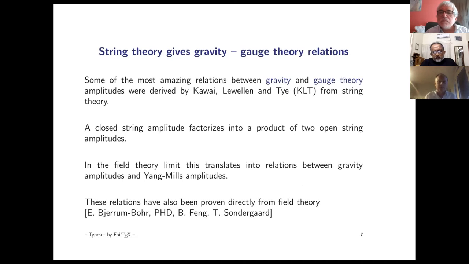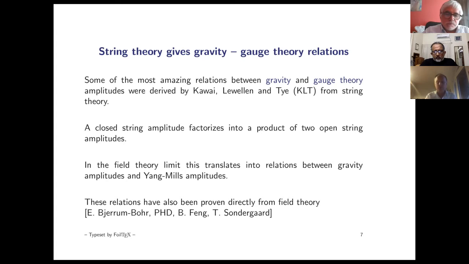Now, string theory does many things, and one of the things it does is give a gauge gravity connection that was discovered long ago by Kawai, Lewellen, and Tye, the KLT relations. They arise from the fact that you can view a closed string as a product of two open strings. The open strings have gauge fields in them, and the closed string has gravity. So if a closed string can be written as a product of two open strings, you have an identity between gravity and a product of two Yang-Mills theories. That is precisely the origin of the squaring relation between gravity and Yang-Mills theory.